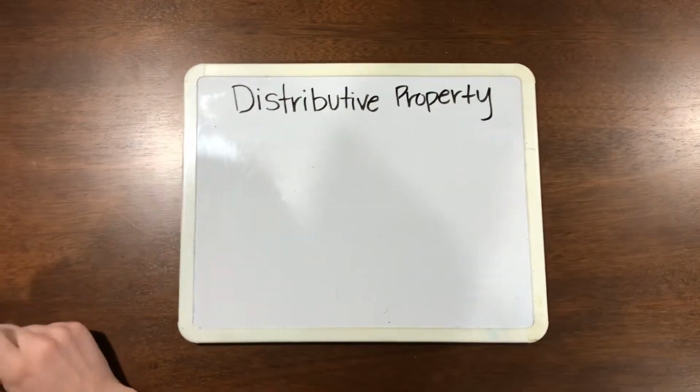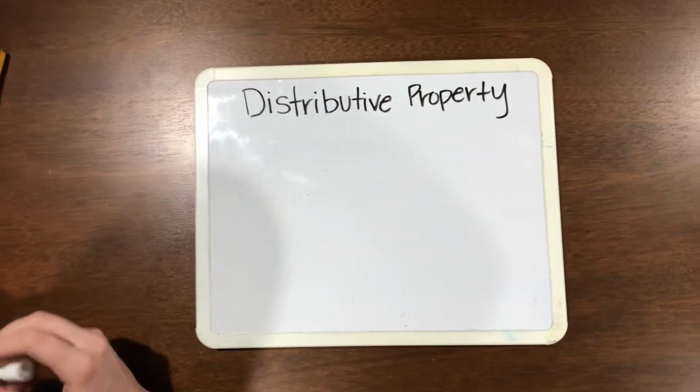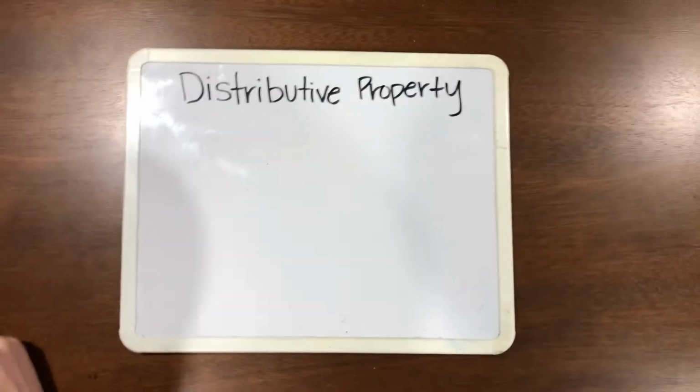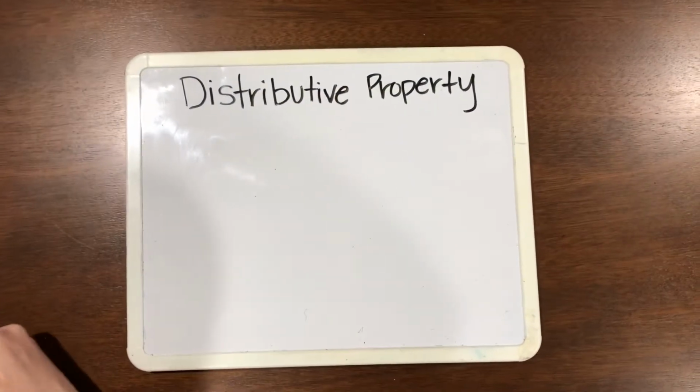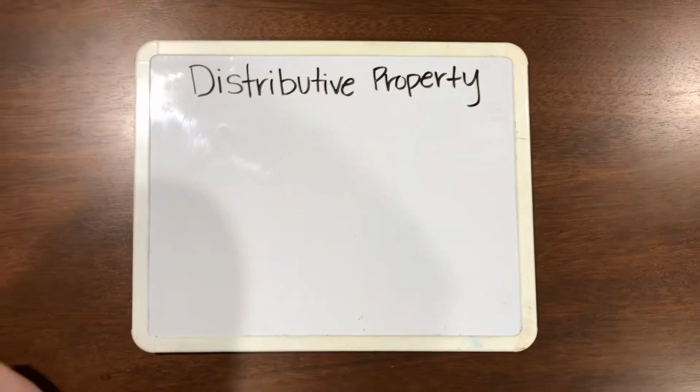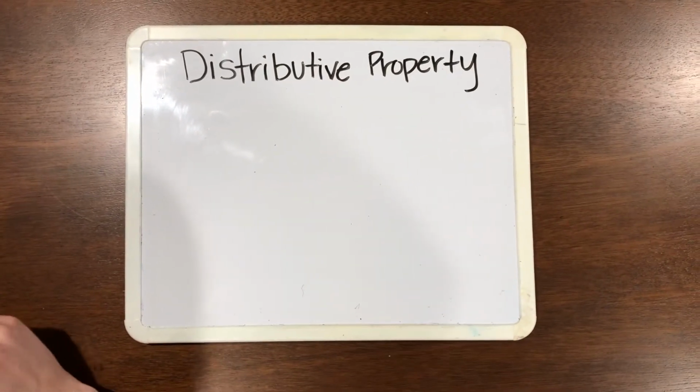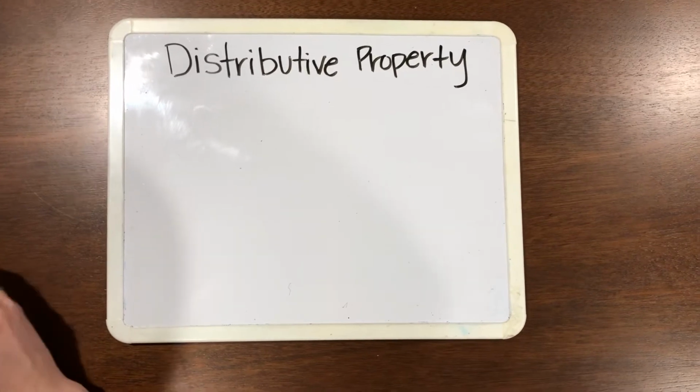Hi class, today we're going to talk about the distributive property. The distributive property is just another property that tells us certain things we have to do when we're dealing with expressions or equations. We've talked about equations for the last two sections, but now we're going to dive into a little bit of an expression.